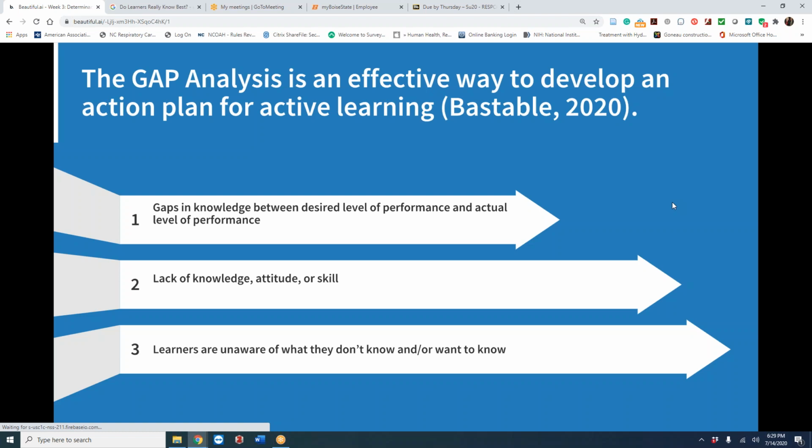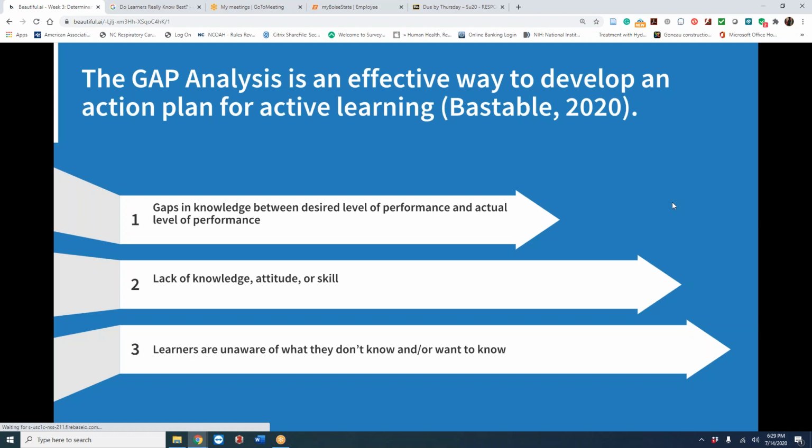Active learning is a term that you'll see a lot in education, and basically it means you get the student active in their learning process. But the first thing you have to do is assess them and find those gaps in knowledge. What do they lack? The knowledge, the attitude, or the skill? Well, we know that's the cognitive domain, the affective domain, or the psychomotor domain, right? So you want to find out where they are lacking, and you can easily do that through assessment.